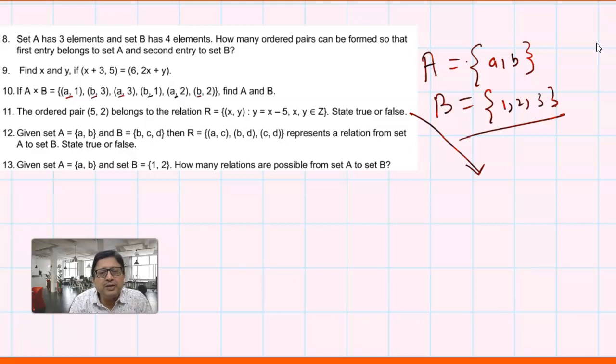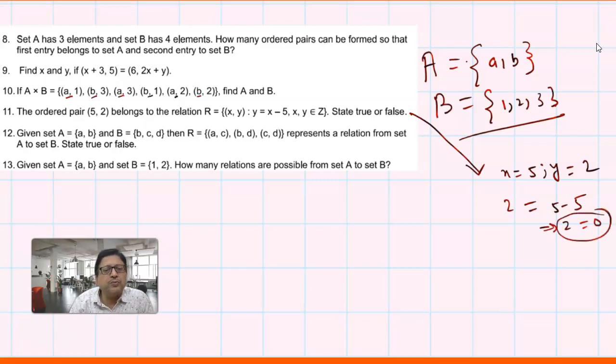So 5, 2 belonging to this set means x will be equal to 5, y will be equal to 2, so 2 will be equal to 5 minus 5. Is it true? Since this is not true, 5, 2 does not belong to R. Since 2 is not equal to 0, it's a wrong statement.